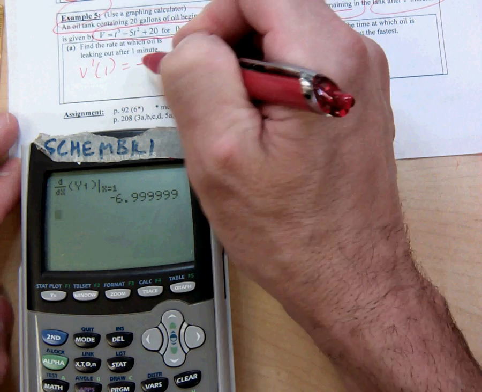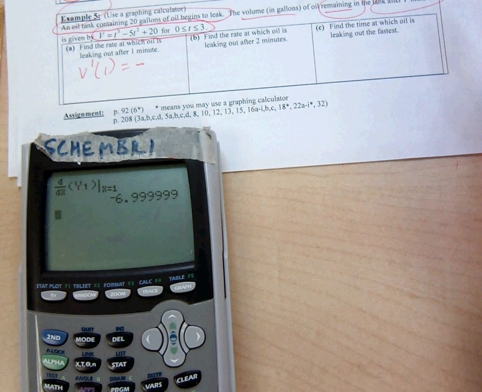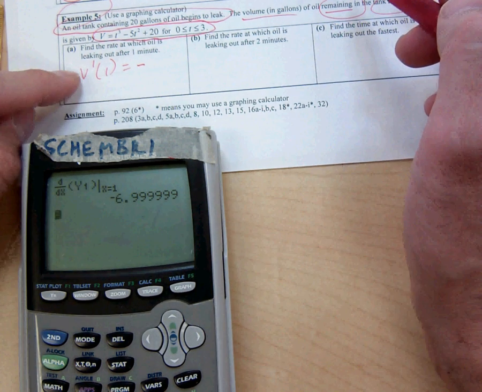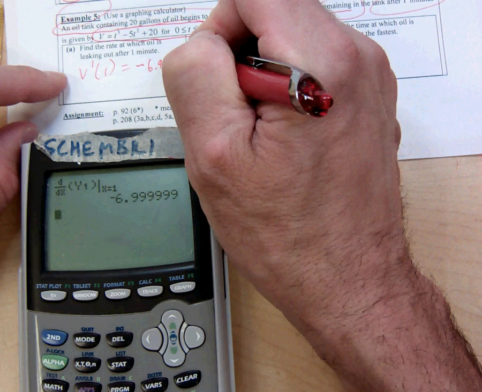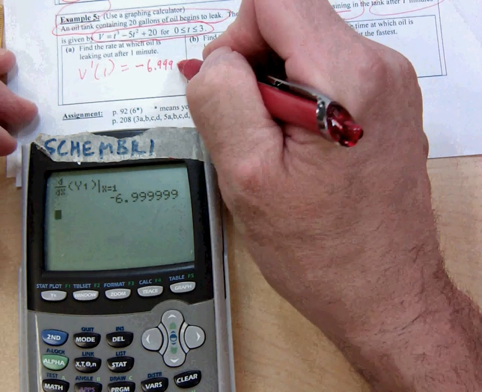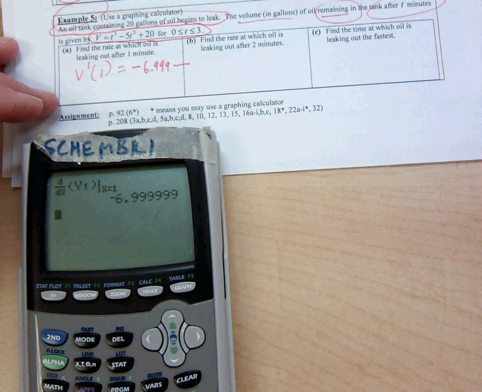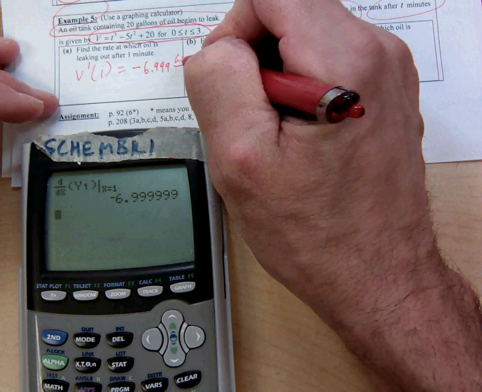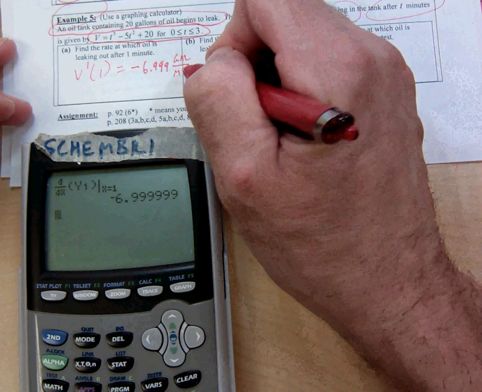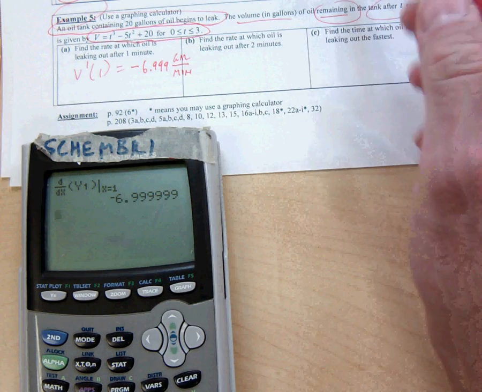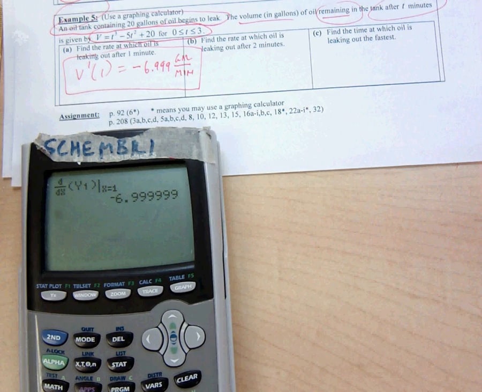And again, the fact that V prime is negative. V is the volume. So the fact that V prime is negative is another way of confirming that the oil is what? Leaking out. Now, what are the units? It's a change in volume over change in time, isn't it? So the units on top should be units of volume. What are they in this case? Gallons. Over time, which in this case is what? Minutes, seconds, hours, what is it? Minutes. Gallons per minute. Okay? So oil is leaking out at a rate of 6.999 gallons per minute. Do you understand that?